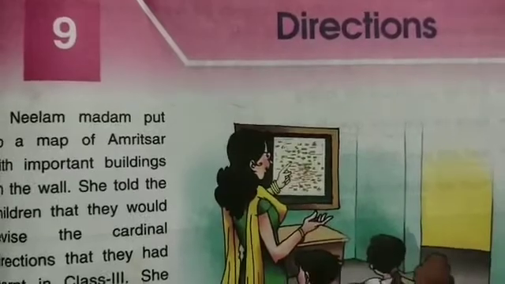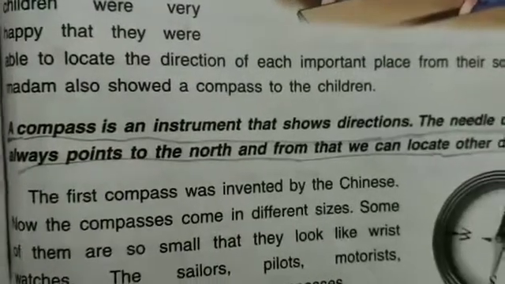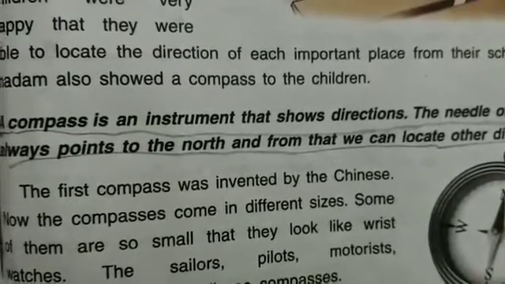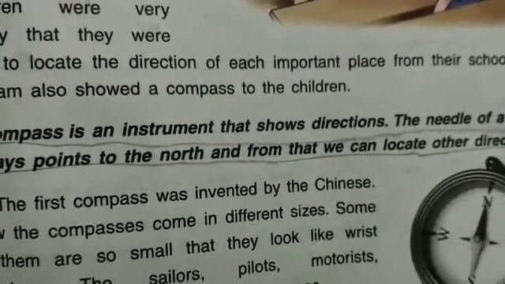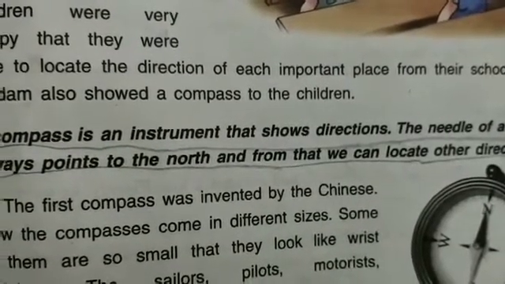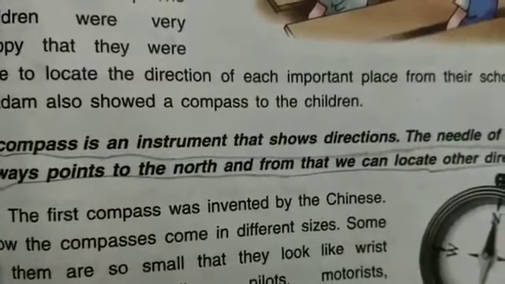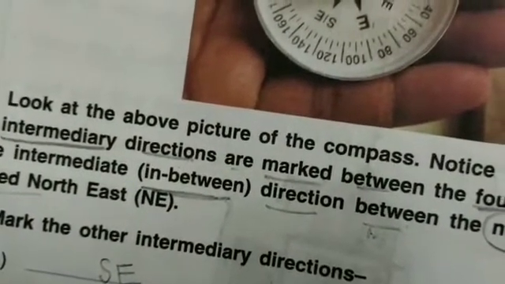North and south point toward the north and south pole. And after that, what is compass? Compass is an instrument that shows direction. The needle of the compass always points to the north, and from that we can locate other directions. There are 4 intermediate directions: northeast, southeast, southwest and northwest.